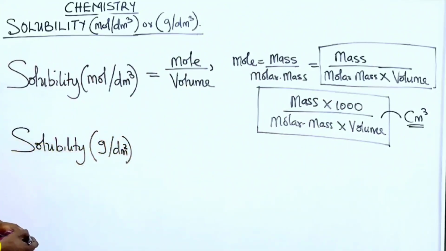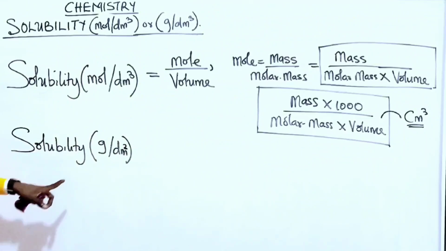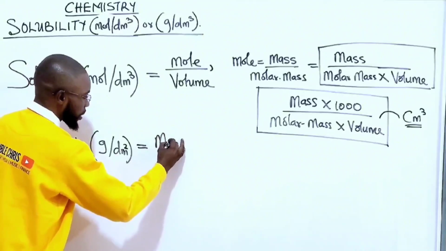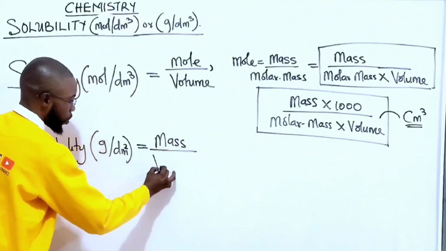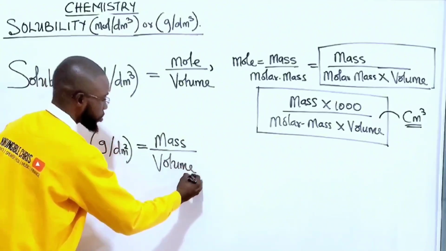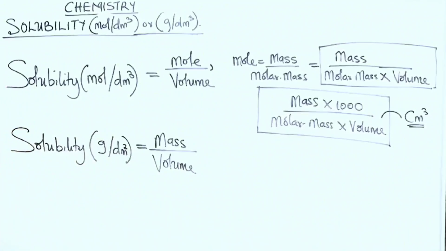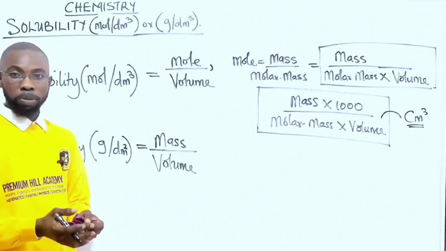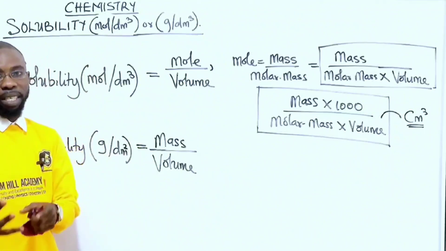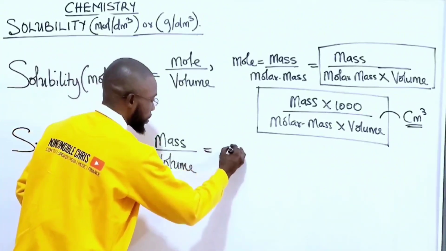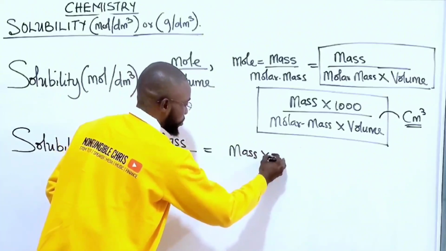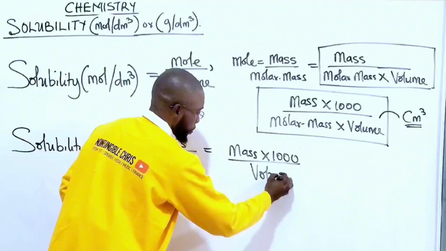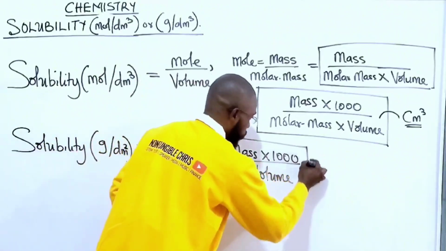Secondly, we have solubility in grams per dm cube. The word gram means mass. So we have solubility also as mass over volume. There are two cases we use for solubility. If the volume of the water or of the substance is given in cm cube, we simply do the same thing: mass times 1000 over volume. That's all about solubility. It's in two phases.